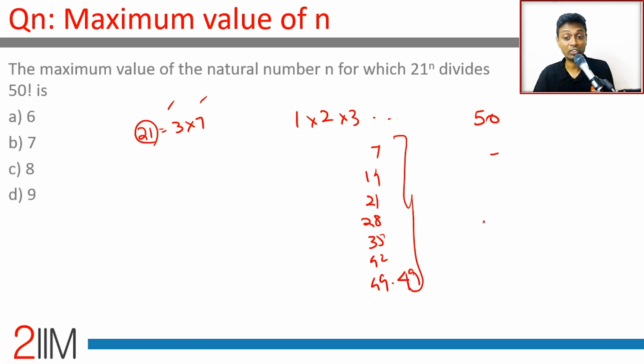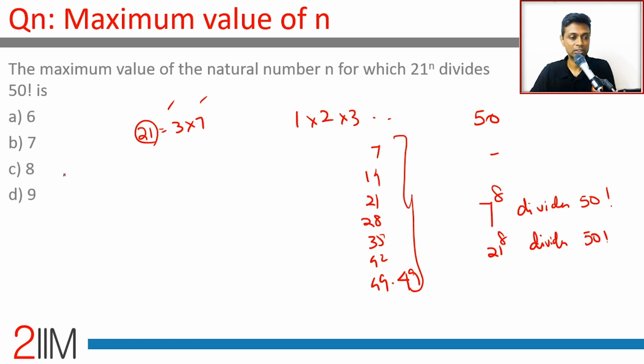49 itself is 7 square, so 7 power 8 divides 50 factorial, or 21 power 8 divides 50 factorial, because definitely more than 3 power 8 will divide 50 factorial. The highest value of n where 21 power n divides 50 factorial is 8.